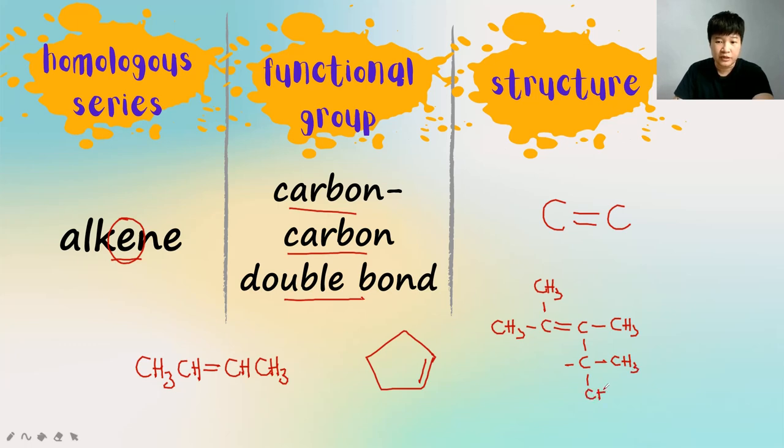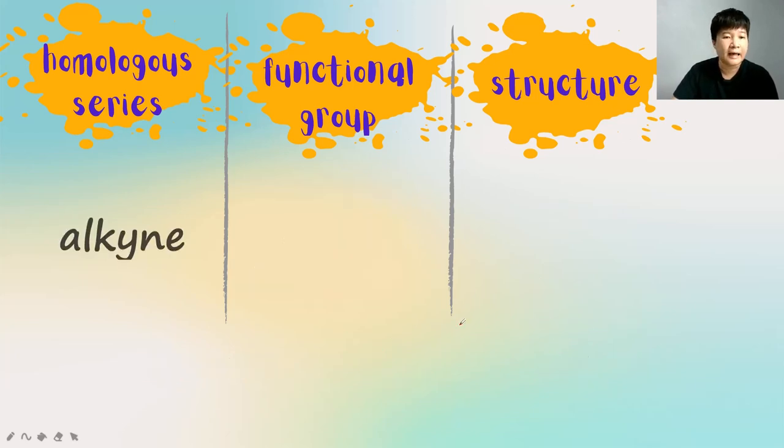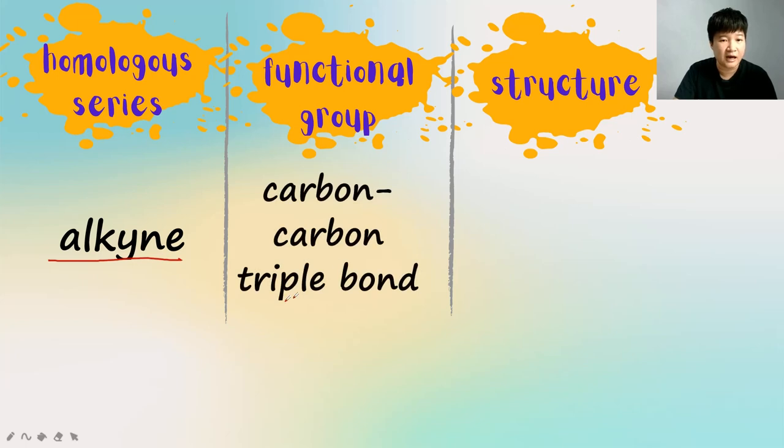So it could be like this, and we still call it alkene because of the presence of the carbon-carbon double bond. Alright? Next, we have alkyne. So what is alkyne? Alkyne means the functional group is the carbon-carbon triple bond. And the structure of carbon-carbon triple bond: carbon, triple bond with carbon. That is how your structure should look like.